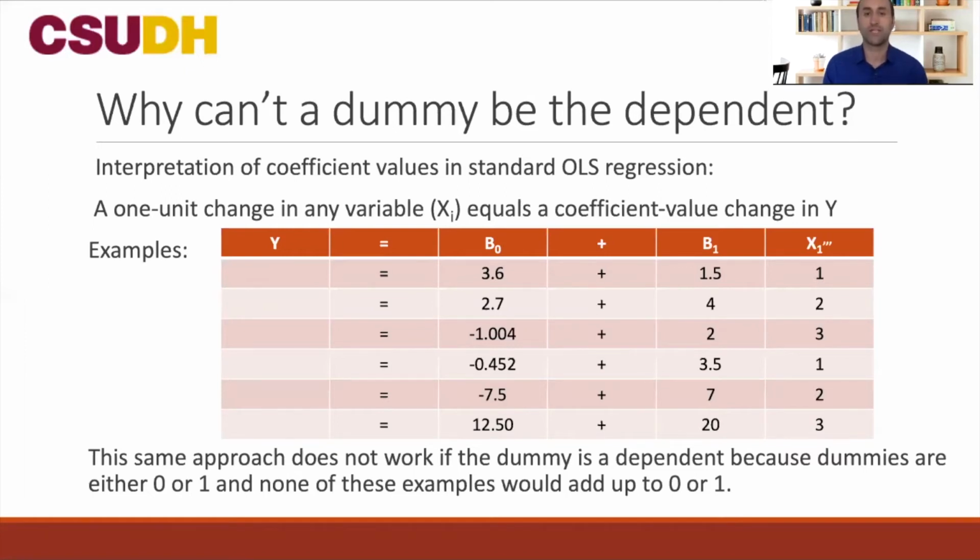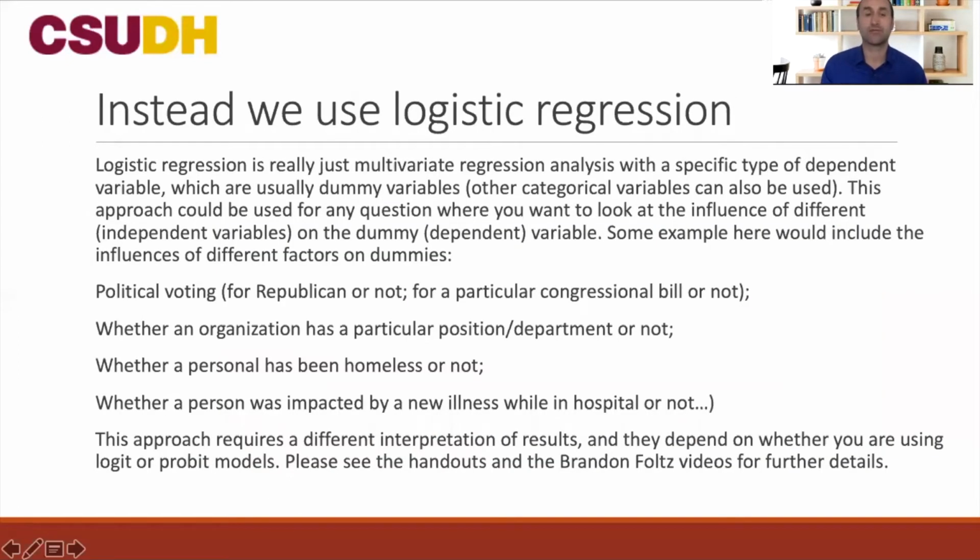So if our constant value b0 was 12.5, and our first coefficient, b1, was 20, if our x1 value was 3, that would give us a value of 3 times 20, 60, plus 12.5, which is 72.5. Y is 72.5. That is not 0 or 1. And so it would not work as a functional approach. So instead, we use logistic regression, or maybe some other form that's similar. Logistic regression is really just multivariate regression analysis with a specific type of dependent variable, which are usually dummy variables. You can also use other categorical variables in more expanded cases.